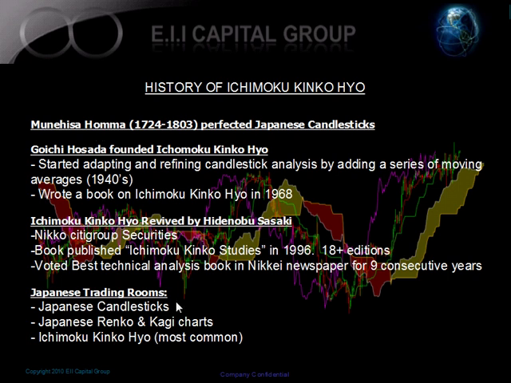The key thing to note here, there are 3 systems actually used in the Japanese trading rooms. The very first one you're probably very familiar with, which is Japanese candlesticks. Most people have heard of dojis and so forth. The second system is Japanese Renko and Kagi charts, and then the third one is actually Ichimoku Kinko Hyo.